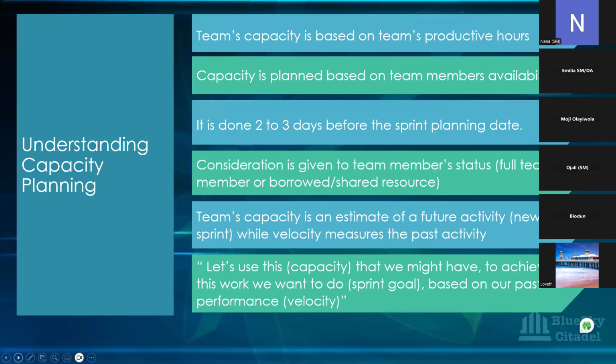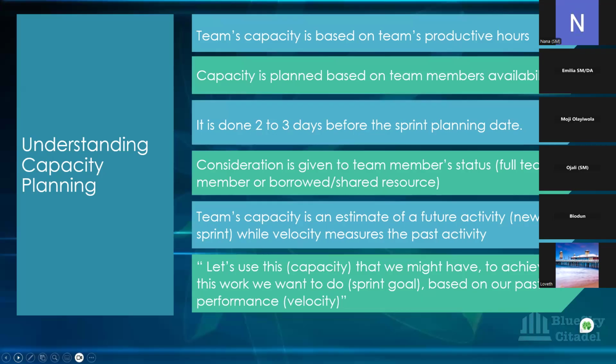A team member can fall sick, and yet you know that they have full availability. So sickness is not something that you can factor in. It's a factor that is unpredictable. It can happen at any time. So that's why we say it's more of an estimate, but an estimate that you can use to plan. Okay. So that's why I said a team capacity is an estimate of a future activity.